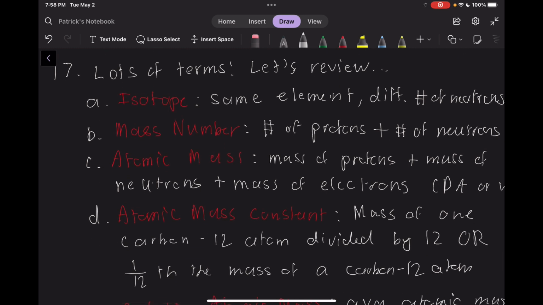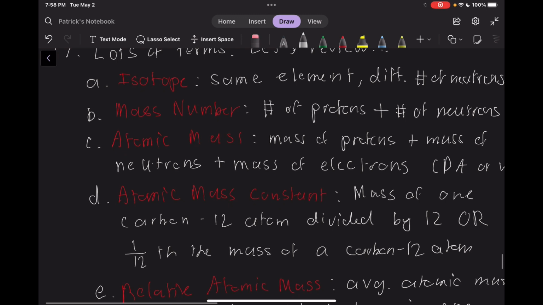That was a lot of confusingly overlapping terminology, wasn't it? Let's take a minute to review. Firstly, an isotope is an atom of the same element but with a different number of neutrons and therefore a different mass. Secondly, the mass number is the number of protons plus the number of neutrons. Thirdly, the atomic mass is the mass of protons plus the mass of neutrons plus the mass of electrons in an atom, and it is measured in either Daltons or unified atomic mass units.